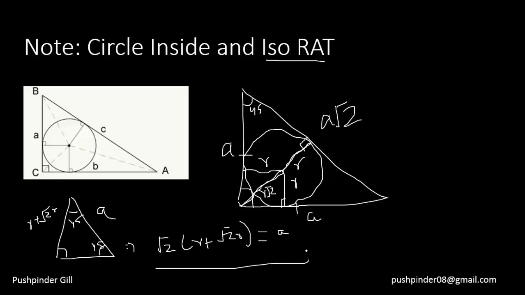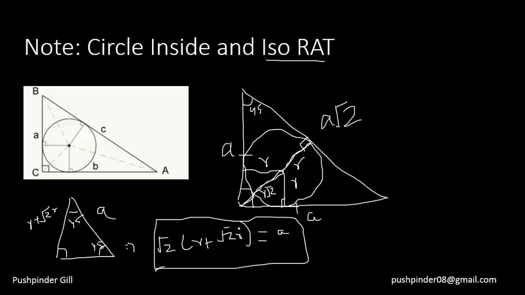So this is the relationship between an isosceles right angle triangle and the circle inside it. Now I don't want you to learn that. Believe me, I don't want you to learn that. I just want you to understand the way which I got this answer, because it's very important for you to know the process of getting the answer.